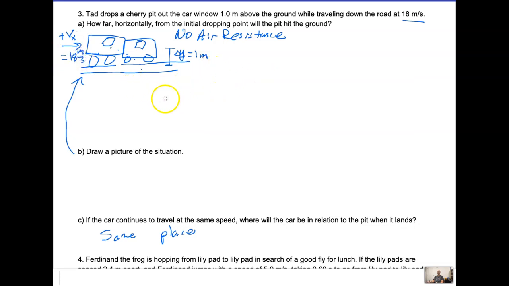Let's go ahead and figure out now, what do they want us to find? They want us to find how far it travels in this direction. So this is our delta x. Once again, we know that we're going from something in the y to something in the x. Anytime you go from y to x or x to y, remember time is your bridge that makes the two work. So let's find the time to fall.